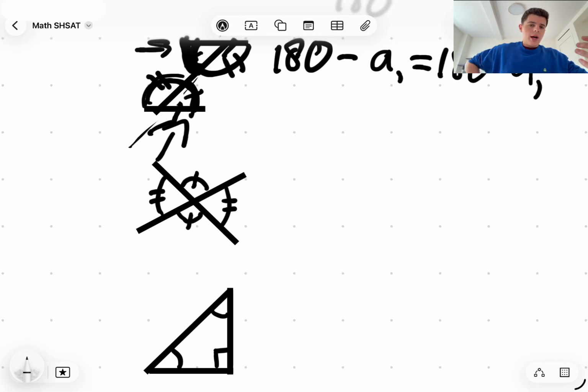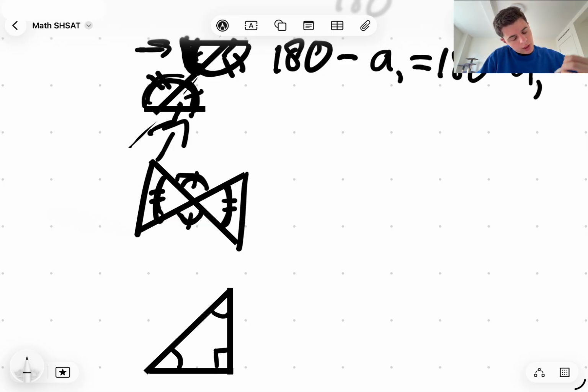Okay, so here when we have two lines that aren't necessarily parallel intersecting each other, we know that opposite facing angles will always be equal. So this angle will always be equal to that one, and this angle will always be equal to that one. So if I were to give you two triangles like this, you know that this shared angle would be equal for both of them.